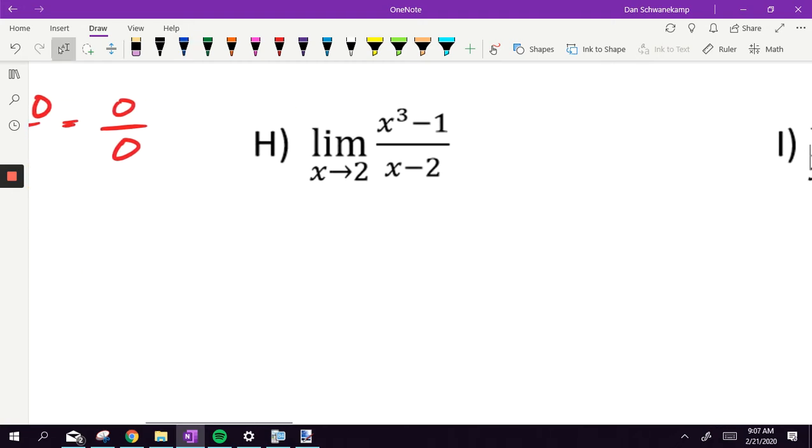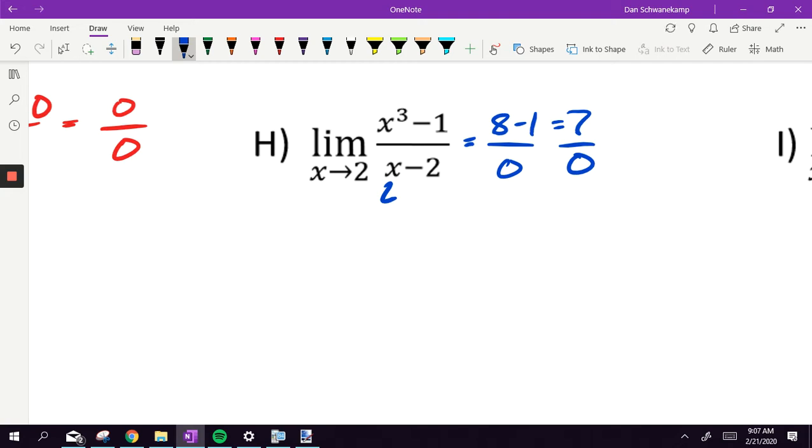Look at letter H. Show me with your fingers. What did you get for H? Good. For H, if I take 2 and plug it in on top, it's 8 minus 1. I get 7. If I take 2 and plug it in on the bottom, I get 2 minus 2. That's 0. 7 over 0.